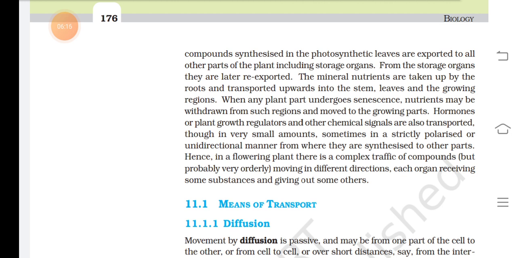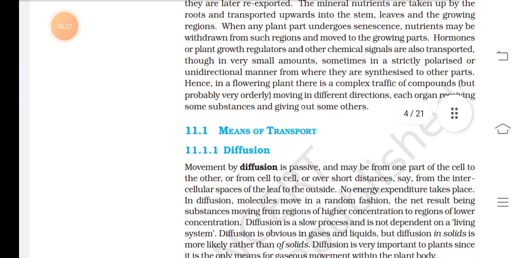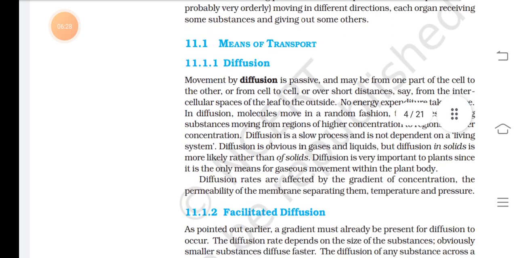Hence, in a flowering plant, there is a complex traffic of compounds, but probably very orderly, moving in different directions, each organ receiving some substances and giving out some others.